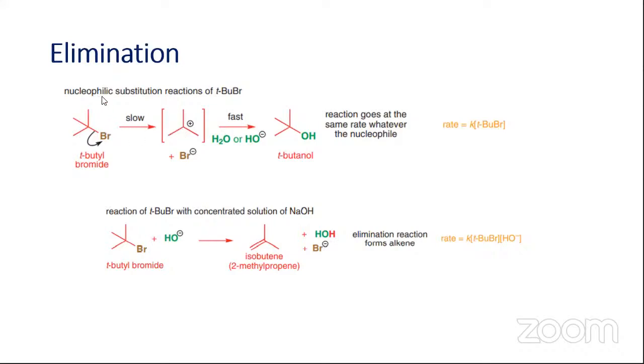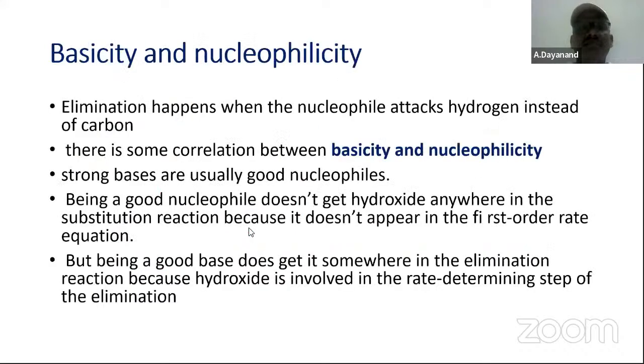In nucleophilic substitution, there is a slow first step and then a fast step, and tertiary butyl alcohol is formed. Here the base is attacking in the first step, and isobutene is formed. That is again an elimination reaction. Basicity and nucleophilicity also decide whether elimination or nucleophilic substitution takes place. Elimination happens when the nucleophile attacks hydrogen instead of carbon.